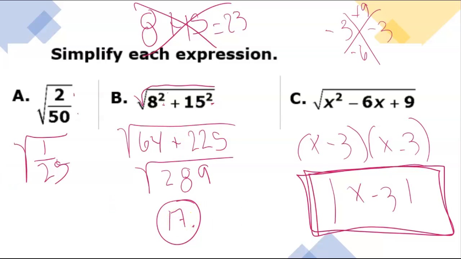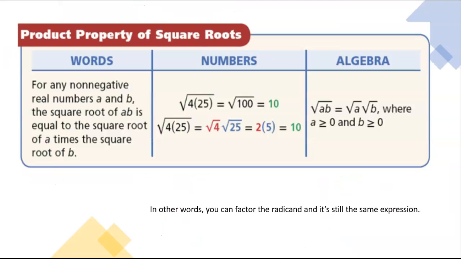Make sense? I hope so. Okay, that's if it's a simple operation as the radicand. What if we have a product property? The product of any two things under the radicand is the same thing as saying you get the square root of one factor times the square root of the other factor equals the square root of the whole thing. Make sense? You can factor the radicand and it's still the same expression.